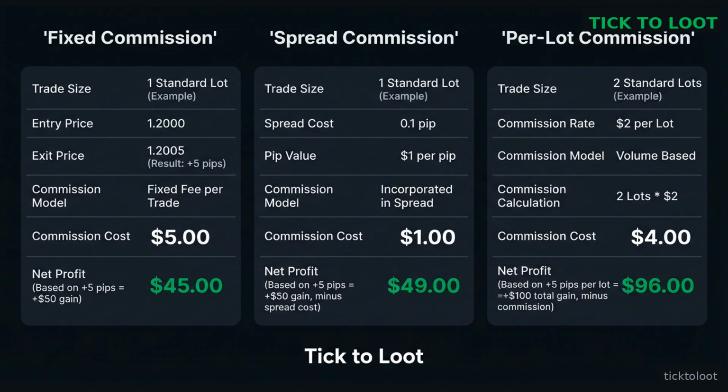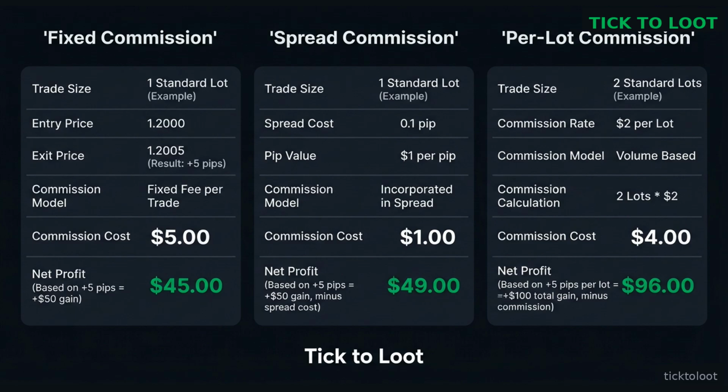Welcome back, looters. Let's dive into the 3 ways brokers charge you for a trade. Think of a commission like the fee you pay to ride a bus, cross a toll bridge, or buy a coffee. Each is a different kind of cost, but all affect your budget. The first model is a fixed commission. Imagine you pay a flat $5 every time you step onto a bus, no matter how far you travel.